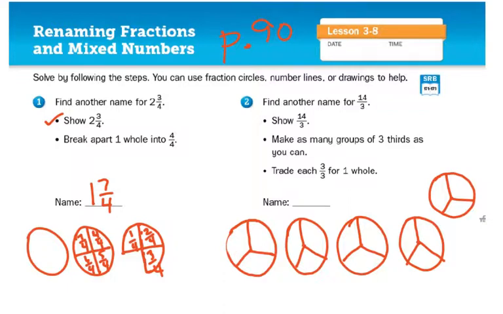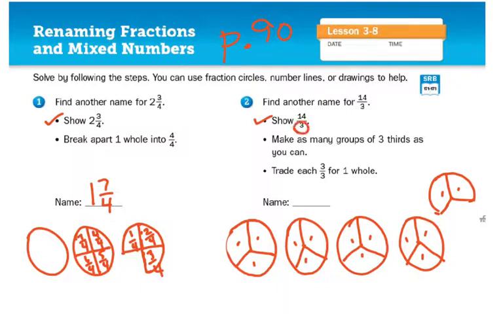Each of those are a third. So I'm going to get rid of this last one. That should be 1, 2, 3, 4, 5, 6, 7, 8, 9, 10, 11, 12, 13, 14 thirds. So go ahead and draw 14 thirds. If you need additional time, remember that's the beauty of pausing a video. So we did this. We showed 14 thirds.